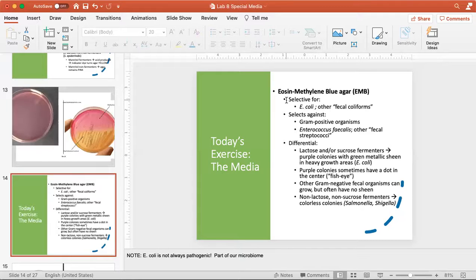EMB is selective for E. coli and other fecal coliforms. Now, we haven't mentioned this term coliform yet. A coliform is any bacterium that grows in the intestine that can also ferment lactose. So if it grows in the intestine, so it's enteric or fecal, and it can ferment lactose, we're going to call it a coliform.